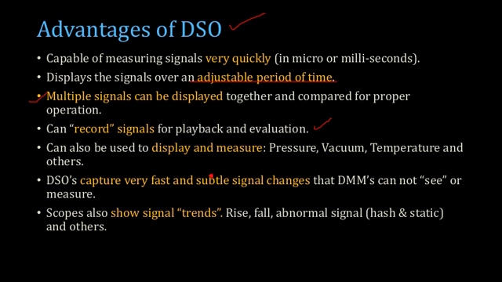They capture very fast and subtle changes that DMM, that is digital multimeter, or CROs cannot see or capture. They also show signal trends, that is increasing, decreasing, rise, fall or abnormal changes like static, hash, etc. And such signal trends also can be displayed on a digital storage oscilloscope.